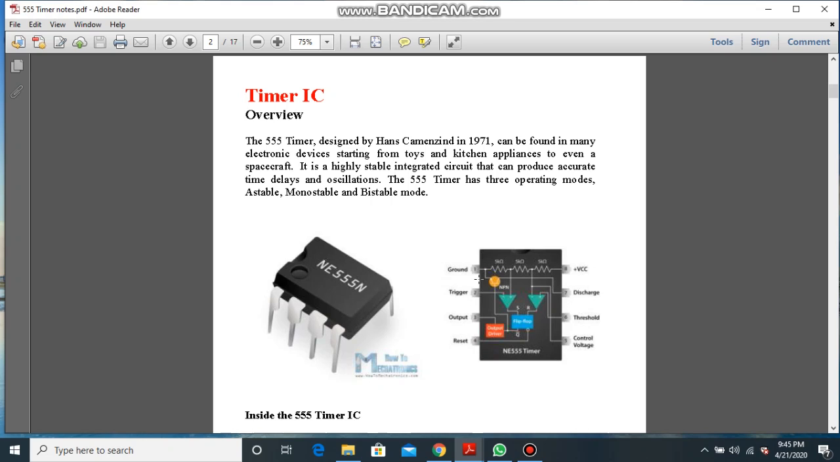Pin number 1 is ground, pin number 2 is trigger input. An external input we can give here. Pin number 3 is output. Pin number 4 is reset, to reset the whole IC configuration. Pin number 5 is control voltage, that is VC, a very important parameter. Then pin 6 is threshold voltage; depending on this threshold, the output changes. Pin number 7 is a discharge pin, which plays an important role while the capacitor charges and discharges. Pin number 8 is plus VCC.